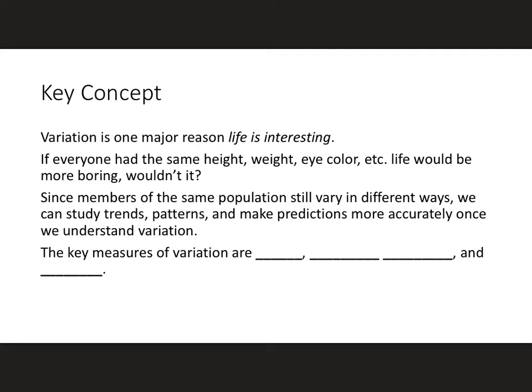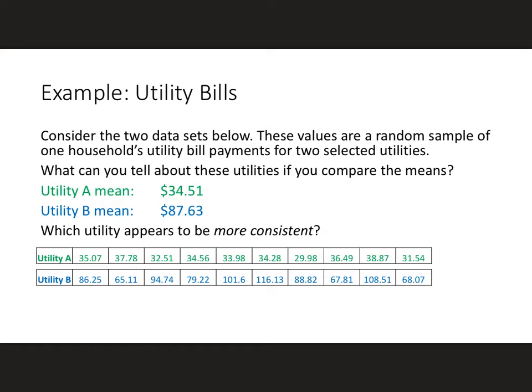The key measures of variation are range, standard deviation, and variance. We will be taking a look at these three things throughout this section. So let's take a look at an example.